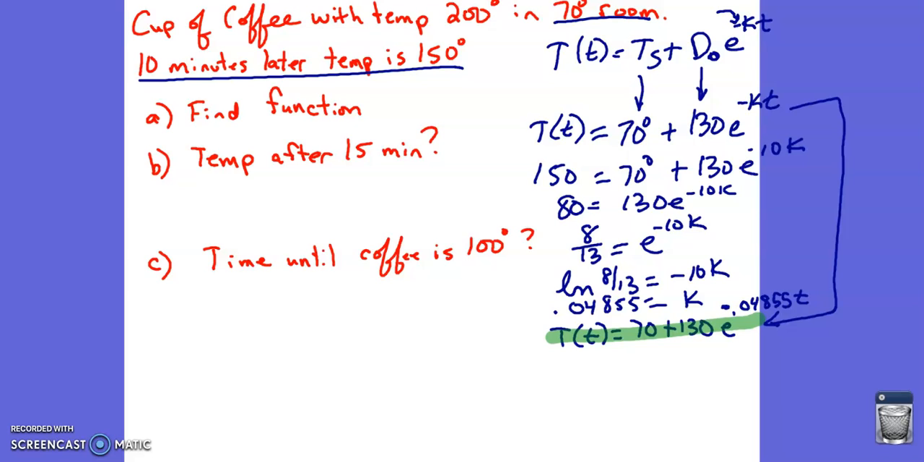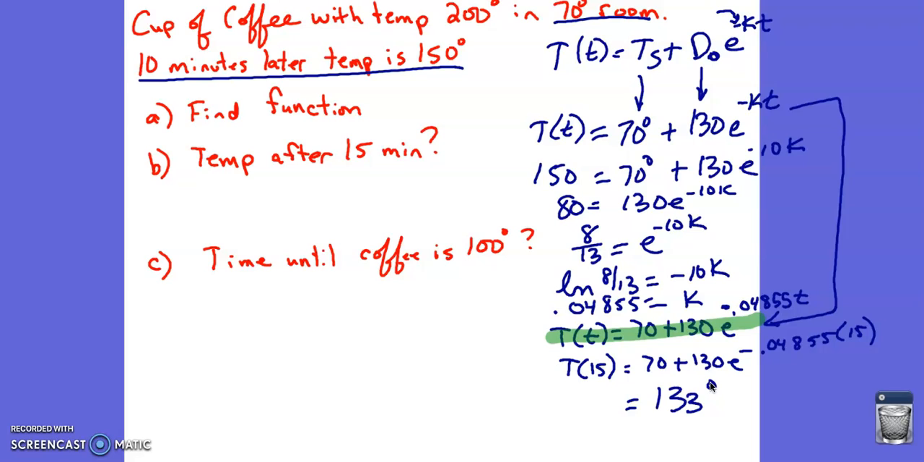So part B says after 15 minutes. We're just going to literally find the temperature after 15 minutes. We're going to plug 15 into this problem. Once we plug that into the calculator, we're going to get 133 degrees. So the temperature of the coffee after 15 minutes is down to 133 degrees.